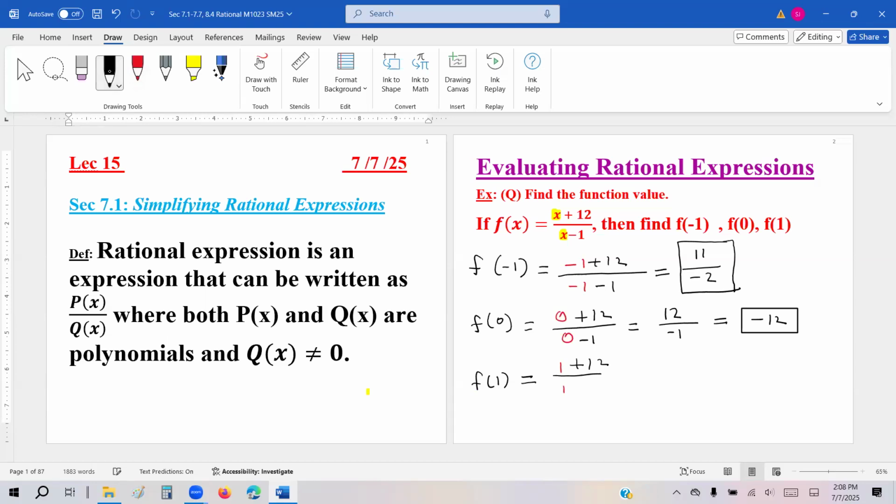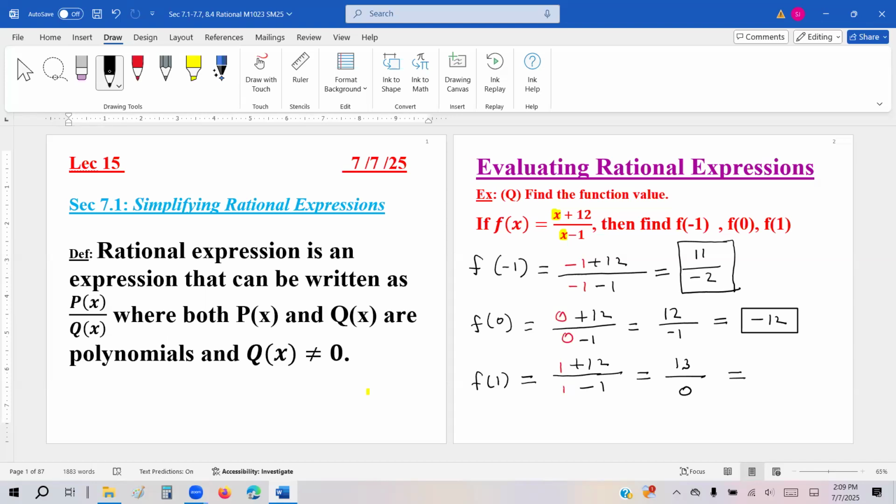So we have 1 plus 12 and 1 minus 1. What is 1 plus 12? 13. 1 minus 1? 0. And now what is this? You have 13 candies, and I'm telling you to divide all the 13 candies into 0 pieces. Can you do that? So what's the answer?